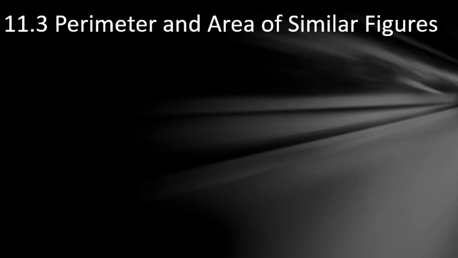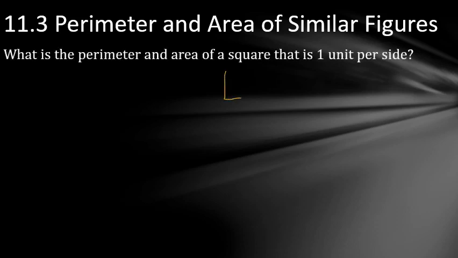Lesson 11:3, perimeter and area, similar figures. What is the perimeter of a square that is 1 unit per side? Well, we'd go 1 plus 1 plus 1 plus 1, or 4. And the area would be 1 because it's side squared, or base times height, whichever you like. 1 times 1 is 1.